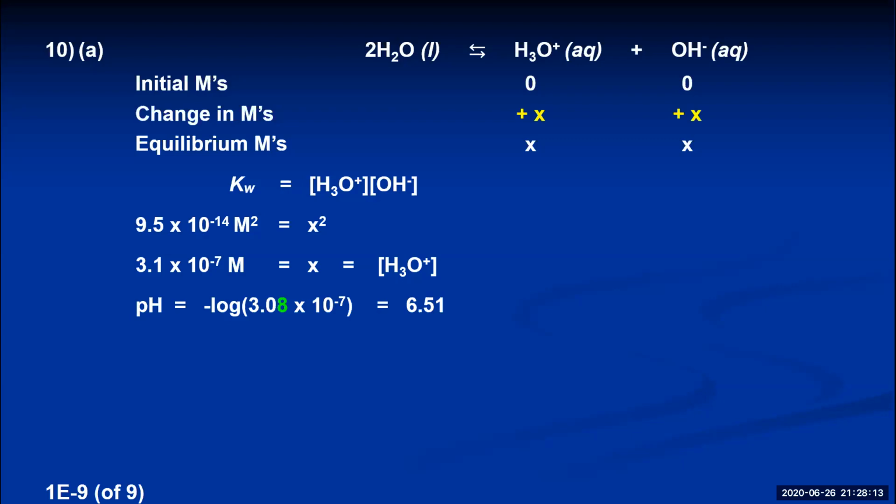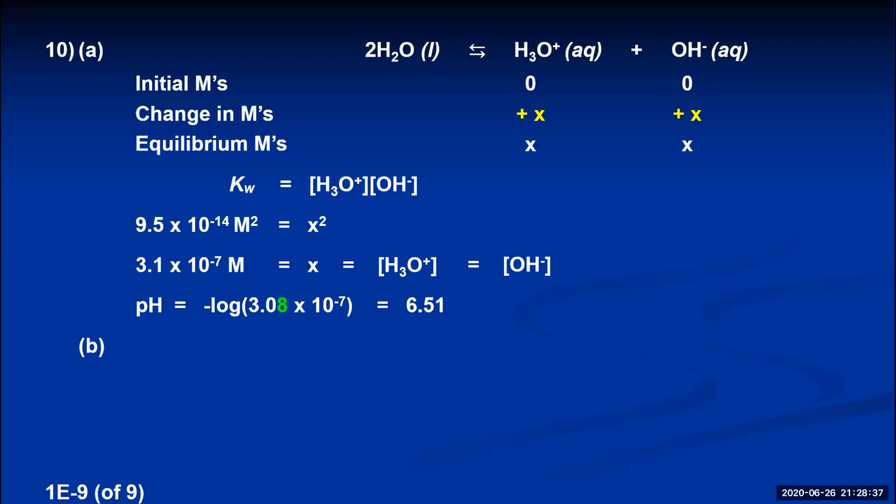Part B says, is pure water at 60 degrees acidic, basic, or neutral? And if you said acidic, you are incorrect. Why is that? Because what we have here for pure water is we have equal amounts of hydronium ions and hydroxide ions, correct? The hydroniums were X, the hydroxides were X. They both equal 3.1 times 10 to the minus 7th.